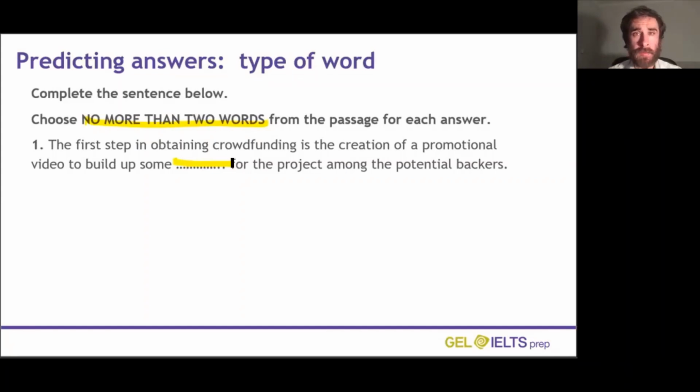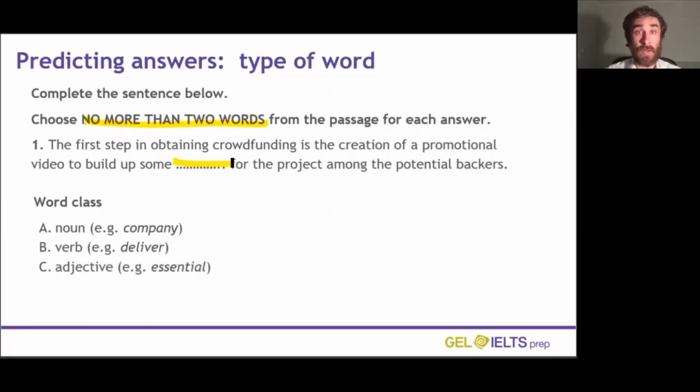Using this information, what is the word class of the answer? The word class could be a noun, for example, accompany. It could be a verb, for example, deliver, or it could be an adjective, for example, essential. It may also be an adverb, but this is less common. Which of these do you think this gap is going to be? Look at the next question below this video and choose the correct option, A, B, or C.